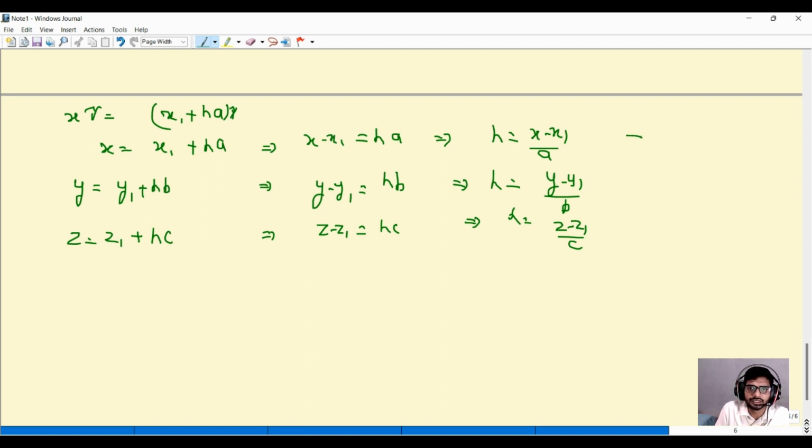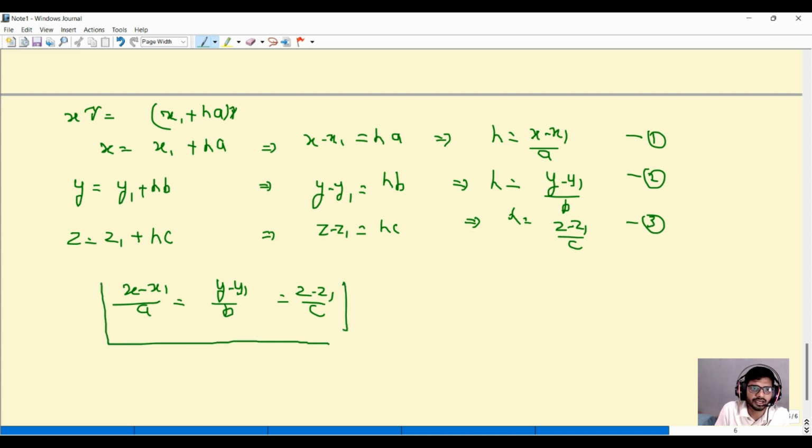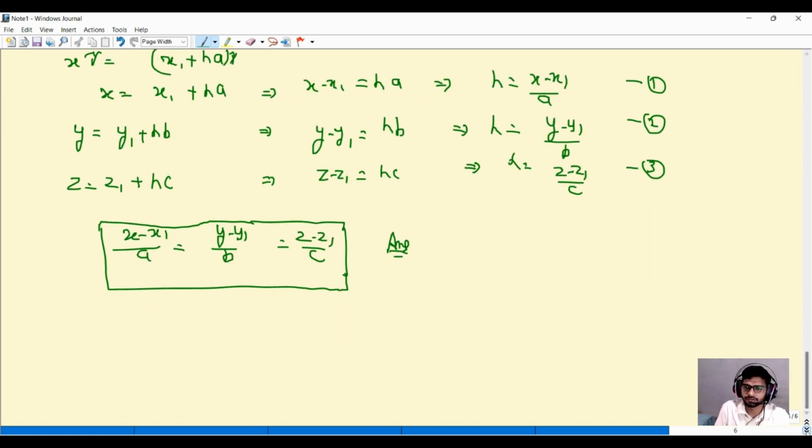So in equation first, equation second, and equation third, the left hand side is equal, so the right hand side is also equal. So x minus x1 upon a equals y minus y1 upon b equals z minus z1 upon c. This will be the required Cartesian equation of the vector equation given. Okay, this will be the answer. Now we will move to the question.